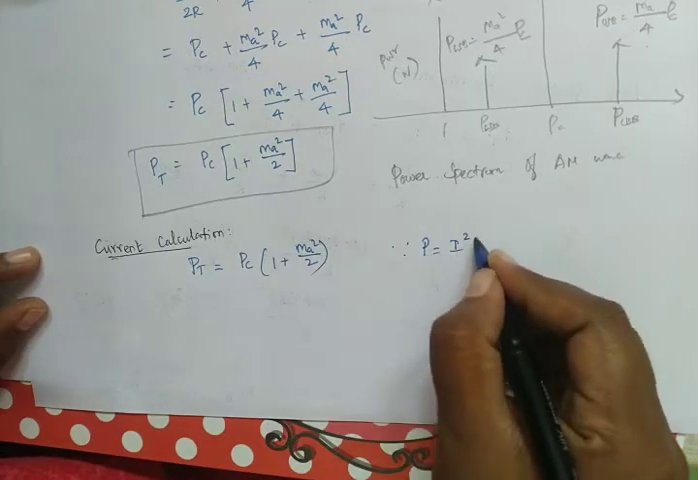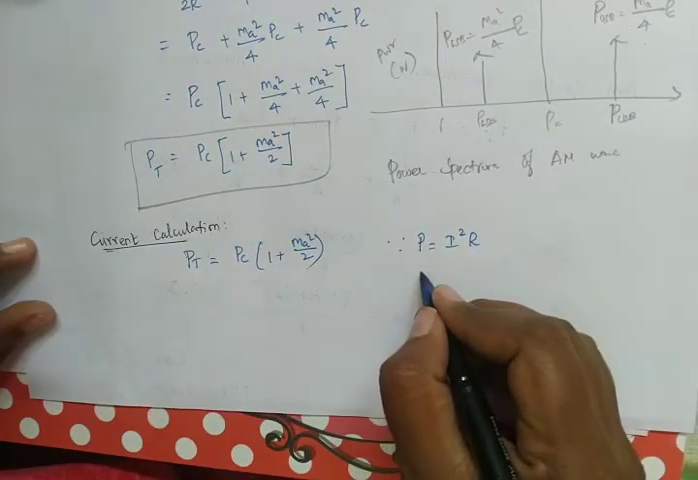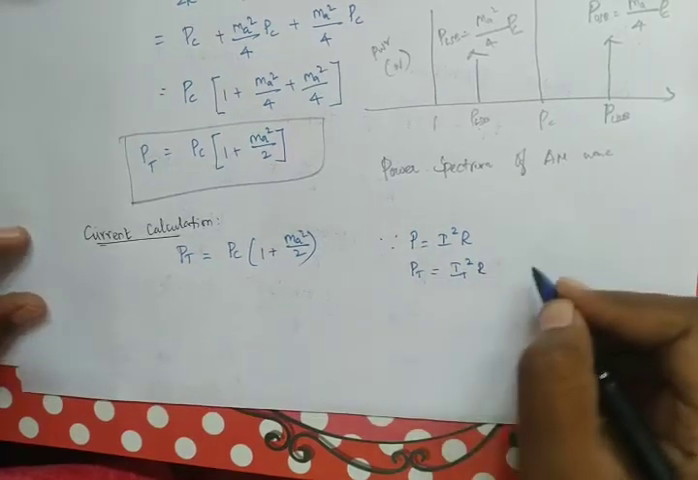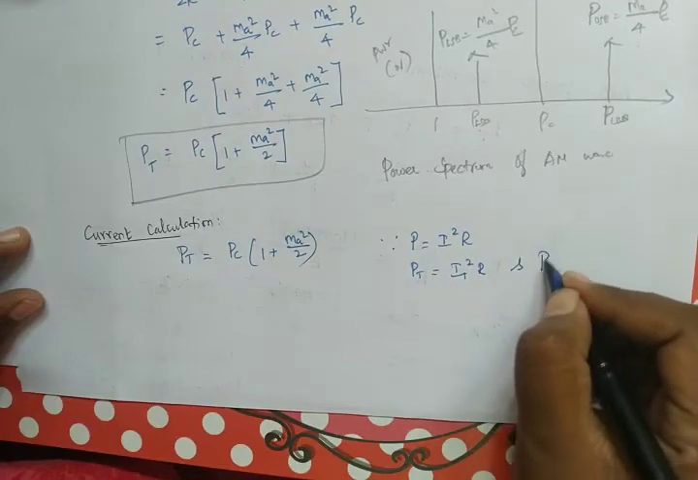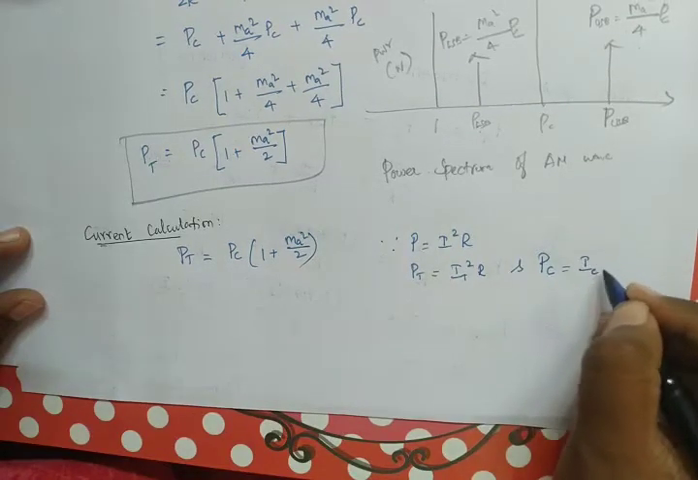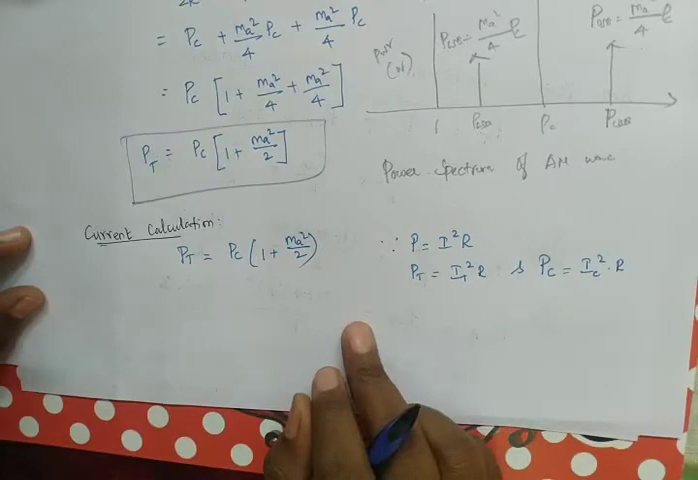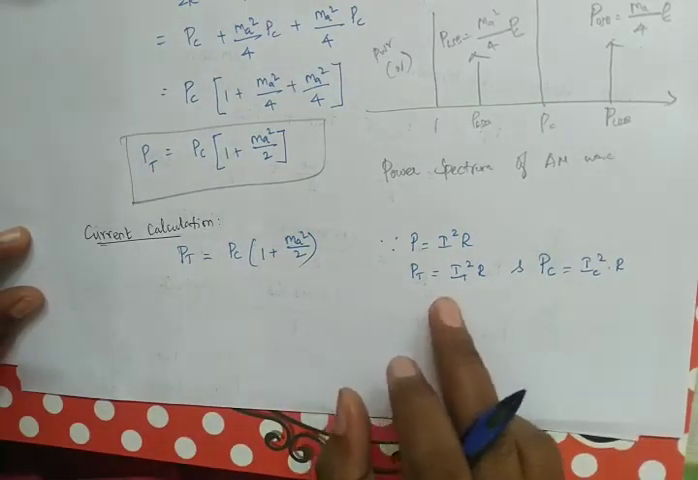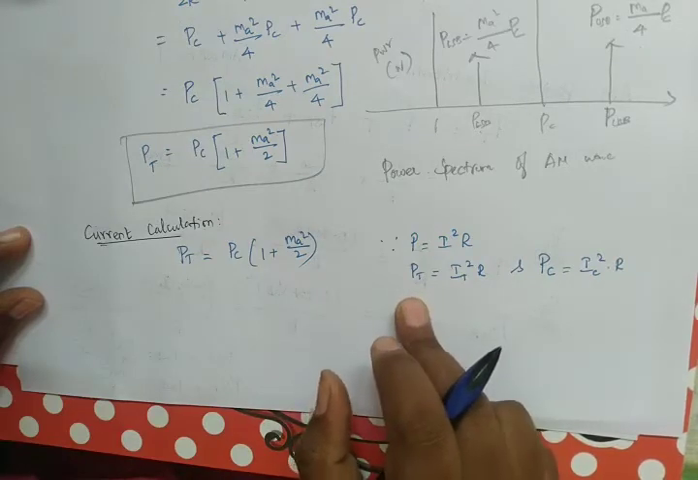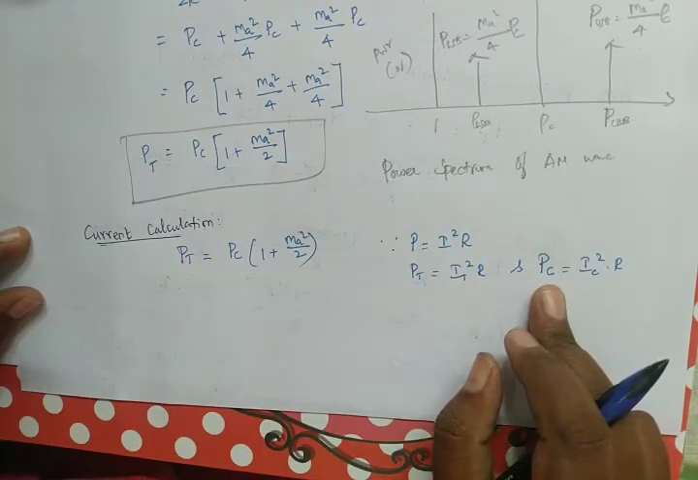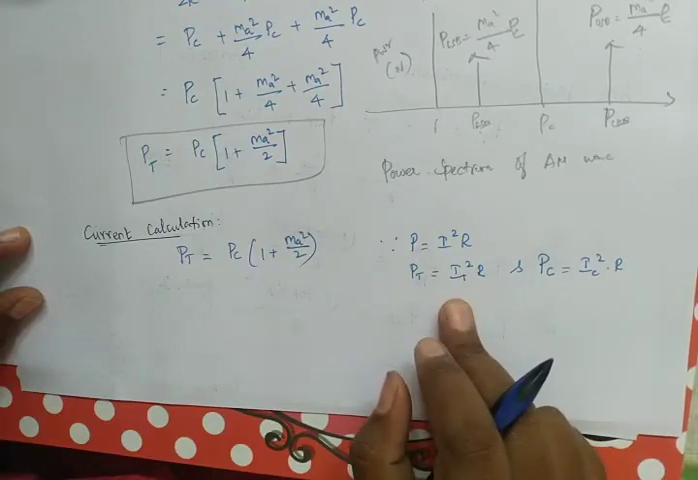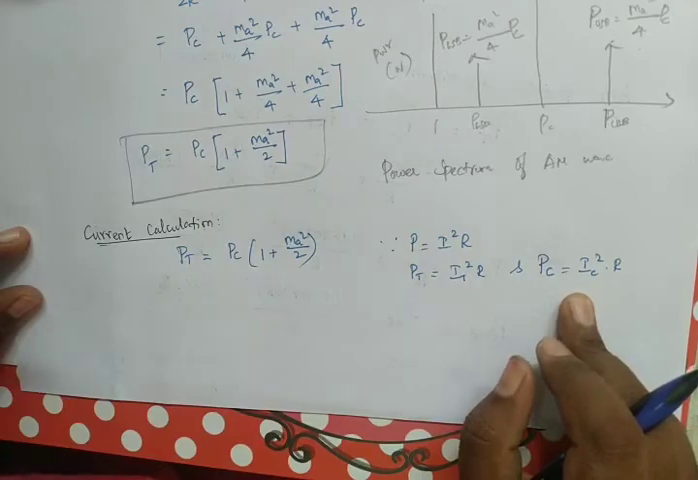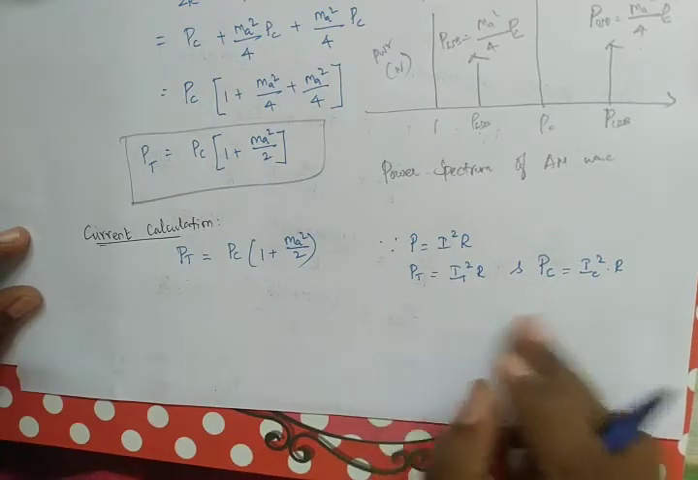Now what is P? P is equal to I square R. This we know very well. And PT will be equal to IT square into R. And therefore PC will be equal to IC square into R. If you are finding this carrier power, then we have to mention IC square into R. What is PT? Total transmitted power. What is PC? This is carrier power. What is IT? That is total transmitted current. What is IC? That is carrier current. And R is the antenna resistance.